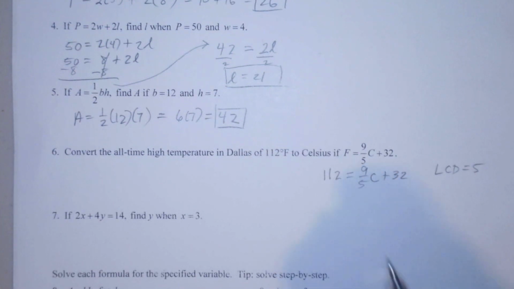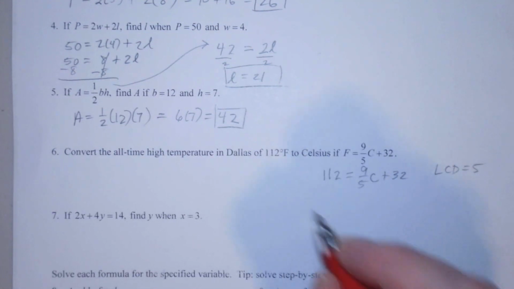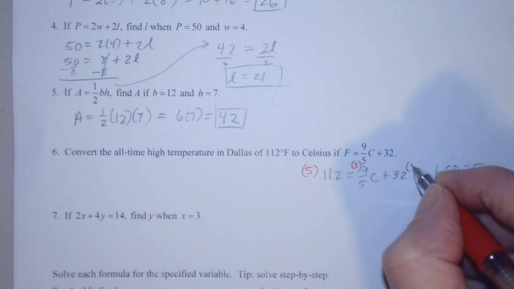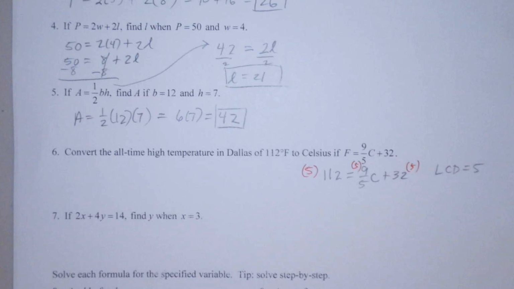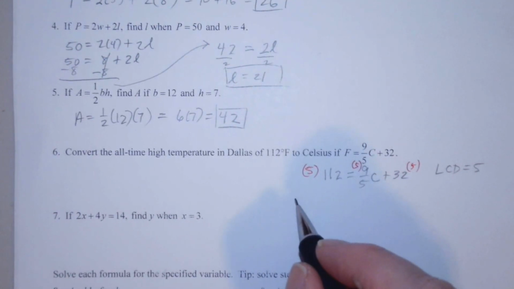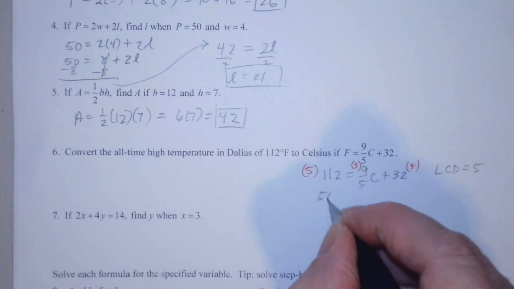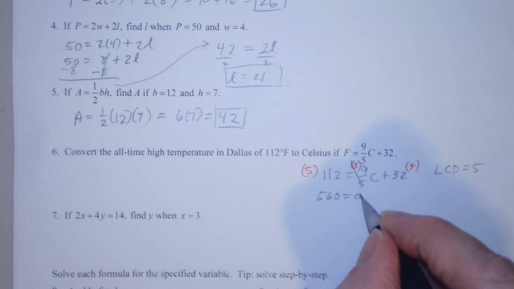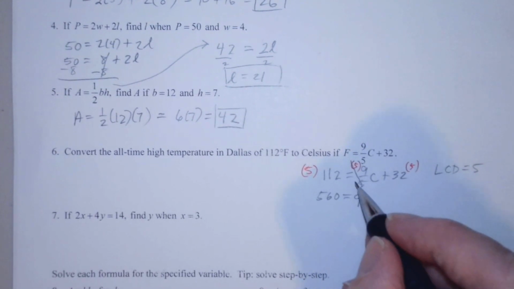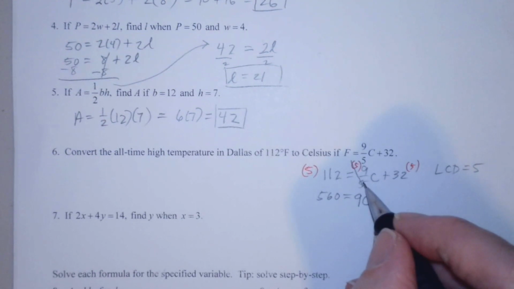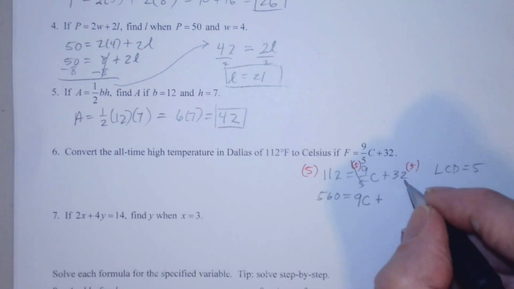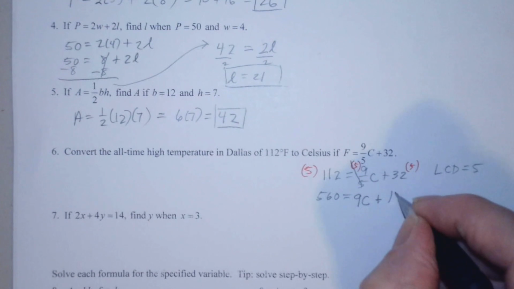So just to save some space, I normally would write this over and then multiply both sides by 5, but I don't have a lot of room here, so I'll just go ahead and multiply by 5 times each term. And when I do that, the fractions should be cleared. So 5 times 112, you should get 560. 5 times 9/5, well, the 5's cancel, and you're left with 9C. Now you could just multiply 5 times 9/5 on your calculator. You'll get the same answer. On the other side, 32 times 5, you get 160.